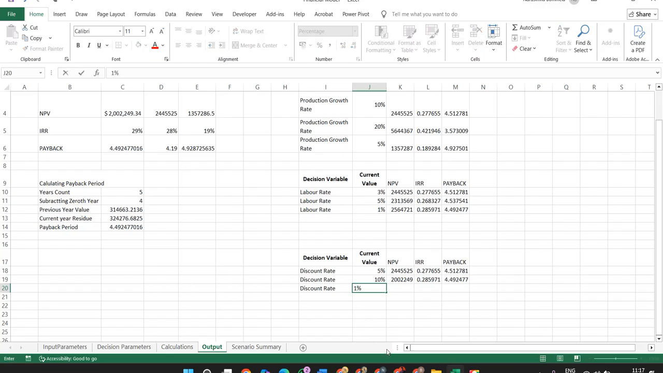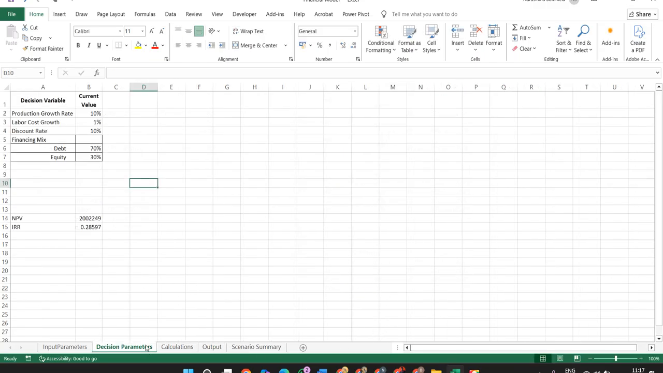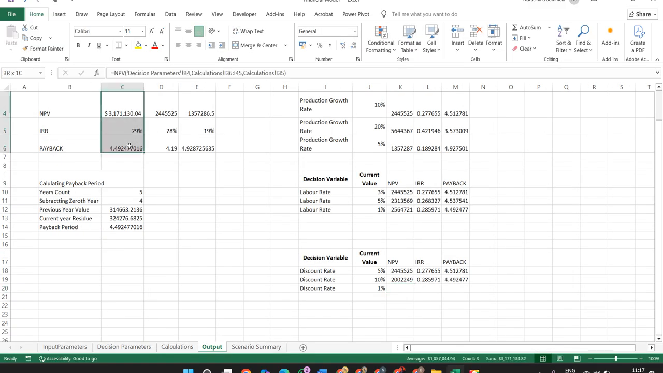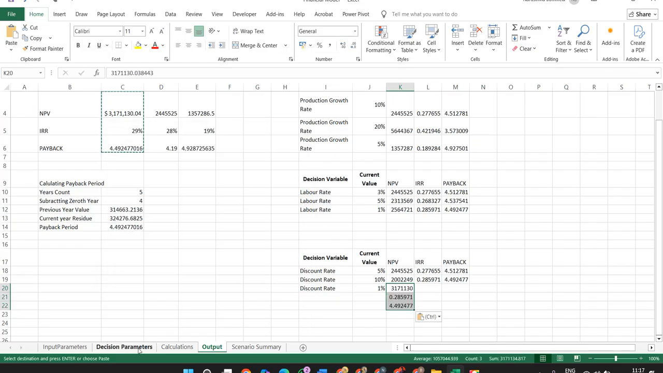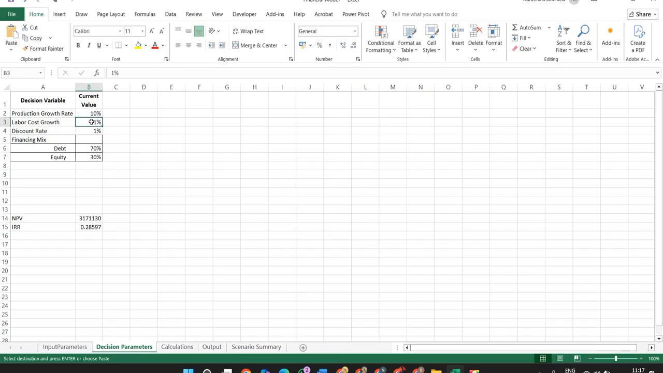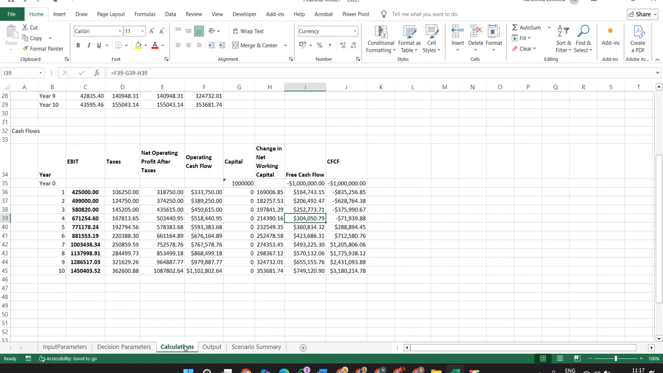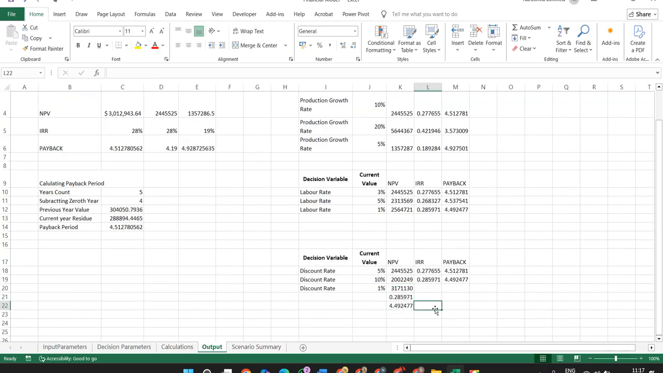Now let us see what happens if it is decreased to 1%. Okay, so now I make this 1%. How does it impact us? Let us copy this one. Really sorry, this should be 3%, right? Very small change actually.